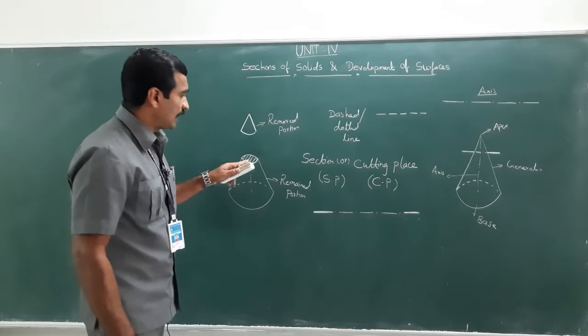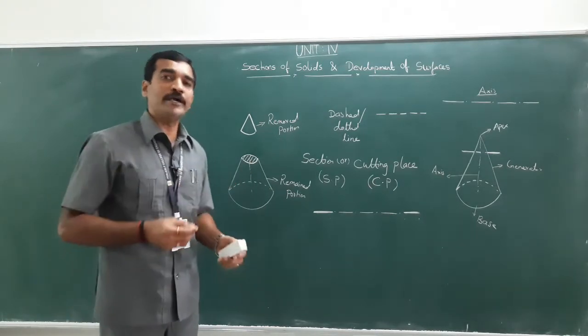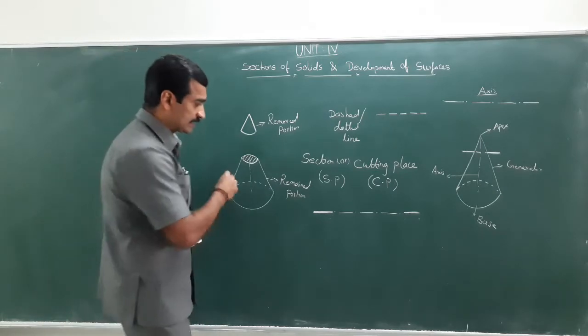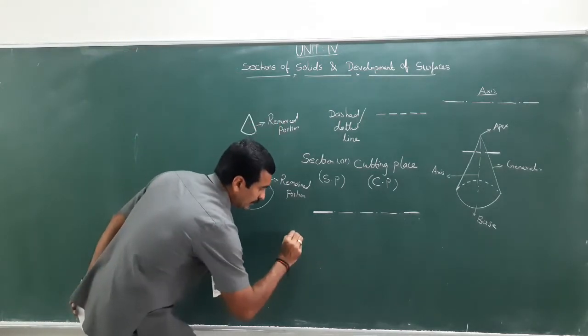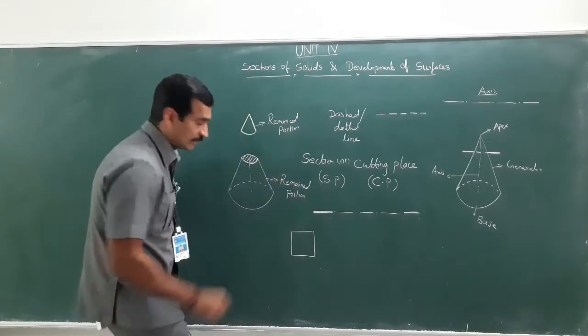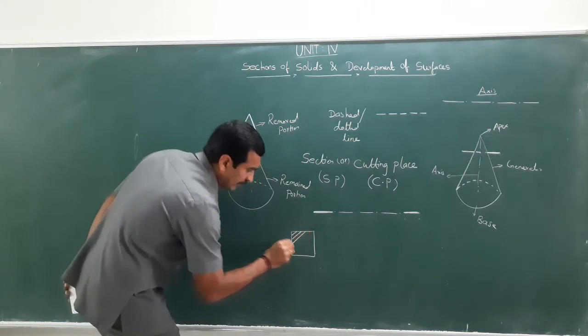And the lines which I drew here, the process of drawing the section lines is called hatching. Hatching is nothing but, suppose a square object is there, assume a square object is there, the hatching is nothing but to show the section lines. This should be at 45 degrees.